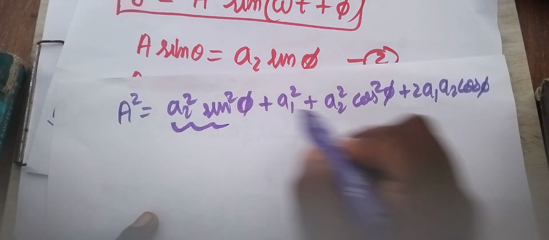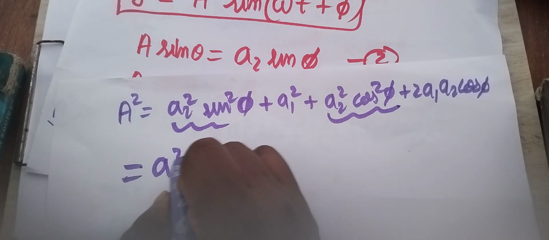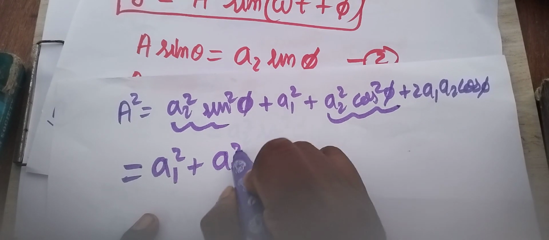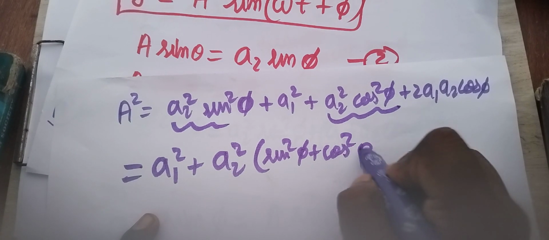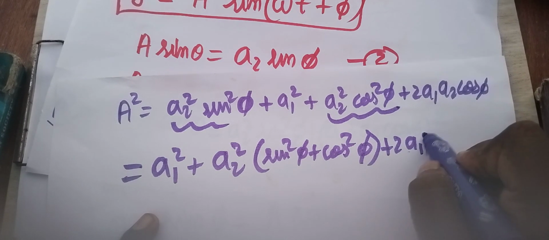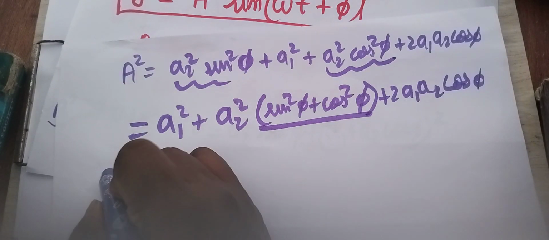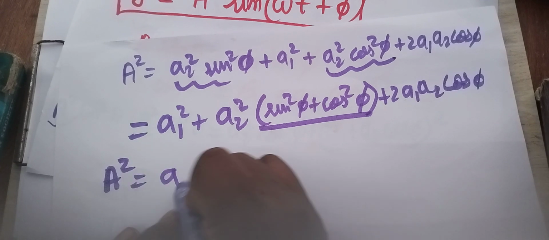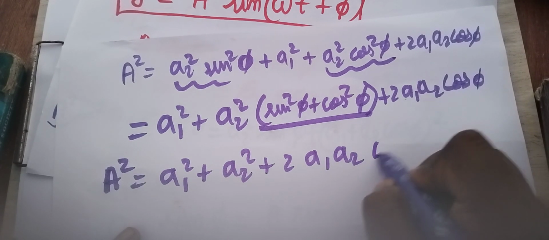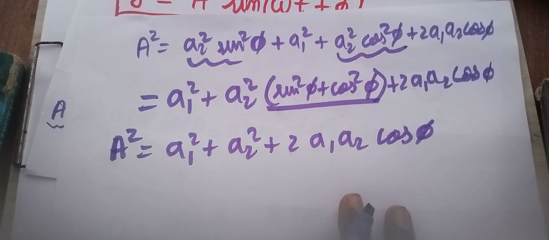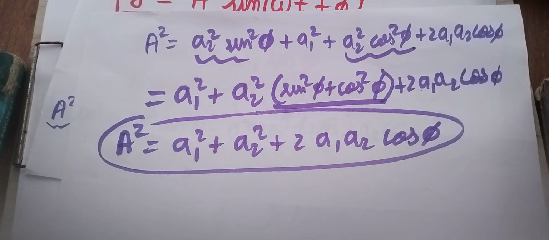From these two values, I have taken A2 square common outside. So A1 square, and A2 square sin square phi plus cos square phi, plus 2 times A1 A2 cos phi. This together will become 1. Now finally we will get A square is equal to A1 square plus A2 square plus 2 times A1 A2 cos phi. This is the resultant amplitude. Our interference is going to depend on this only. Now we'll see the three conditions.